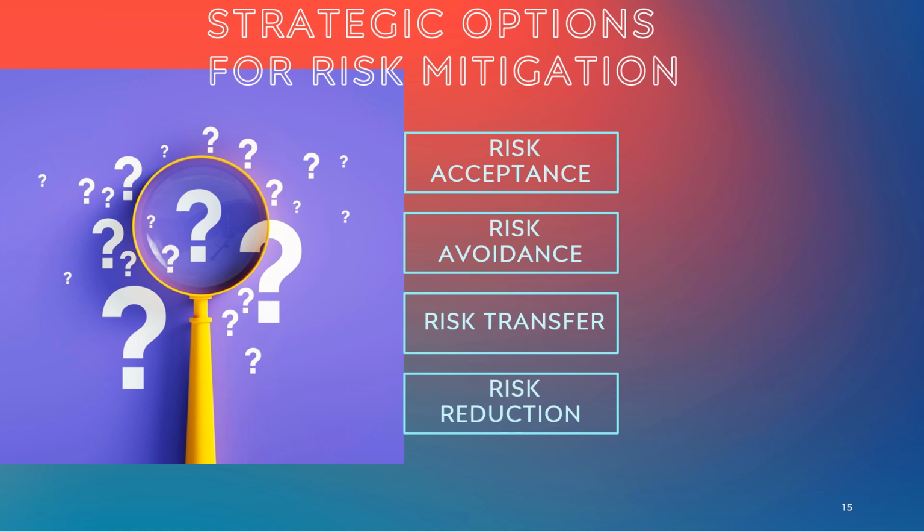So far, we have identified our risk and developed control measures for those risks. Now, we need to understand our options of how the risk should be handled. When it comes to actually dealing with our risks, we have four main strategies: risk acceptance, risk avoidance, risk transfer, and risk reduction.